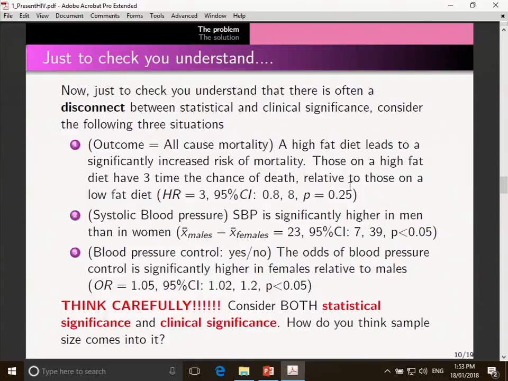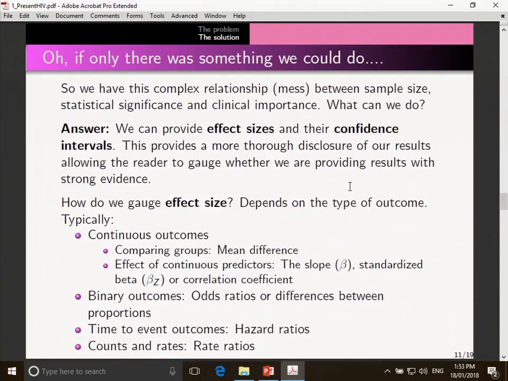What's happened there? Sample size is huge. We may have a very large sample size and we can say it's statistically significant, but it doesn't seem to matter that much. Being a female isn't particularly protective in this case. So that's it. There's a disconnect. In case number 1 and case number 3, there is a disconnection between statistical significance and clinical importance. And we've already answered how sample size comes into it.